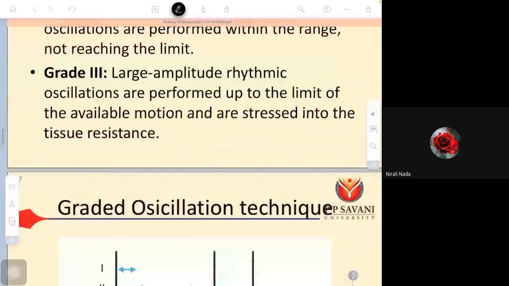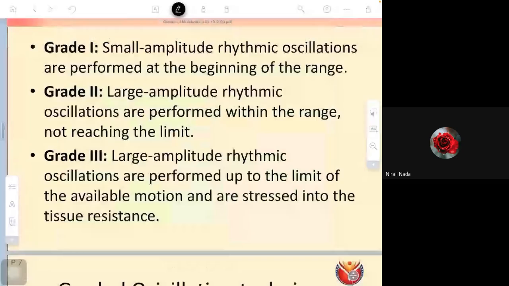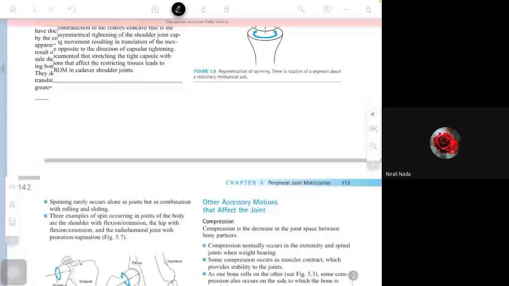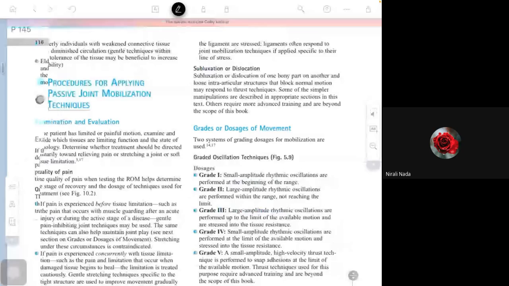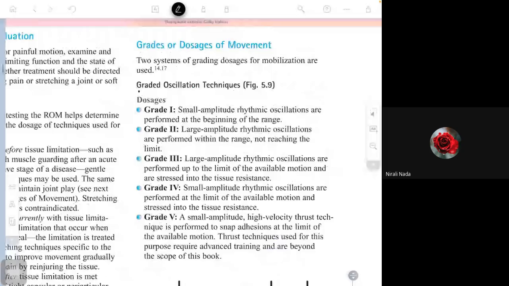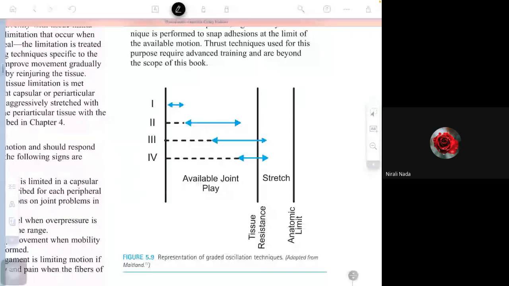All these grades you might have studied. First there are 2. First one is graded oscillatory technique. You might have seen this image. This grading technique is given by Maitland. Otherwise it is called the Maitland technique. Clear?